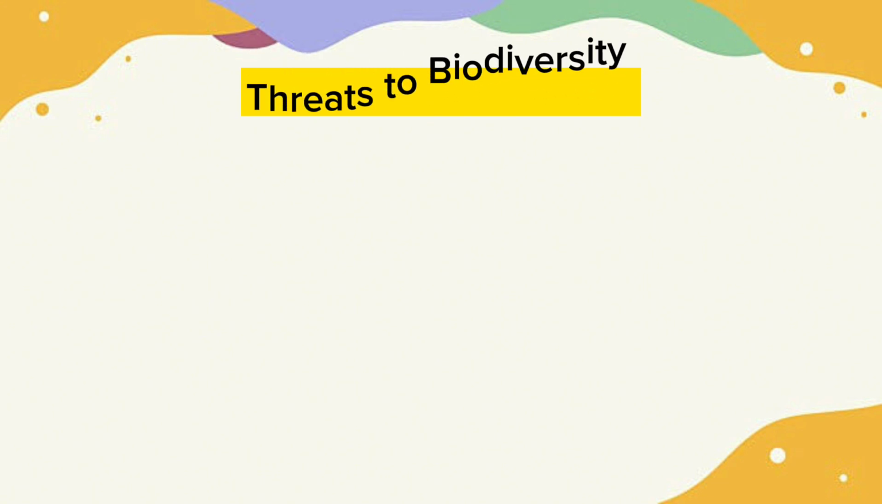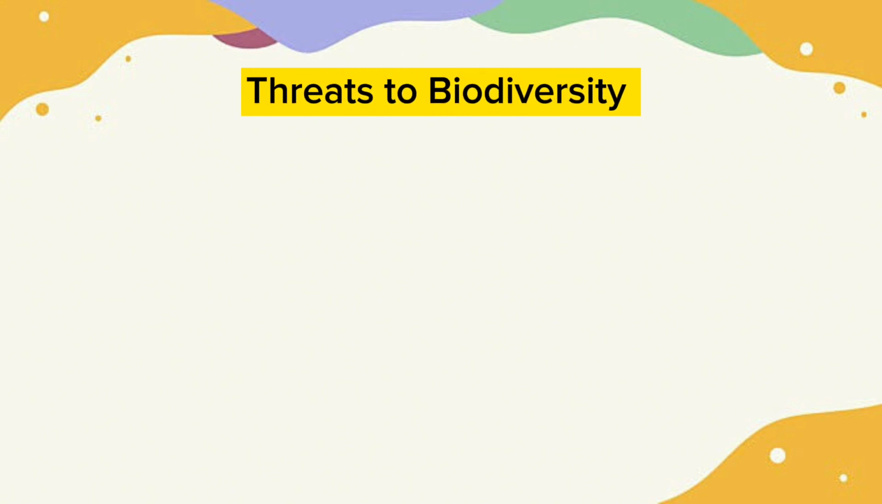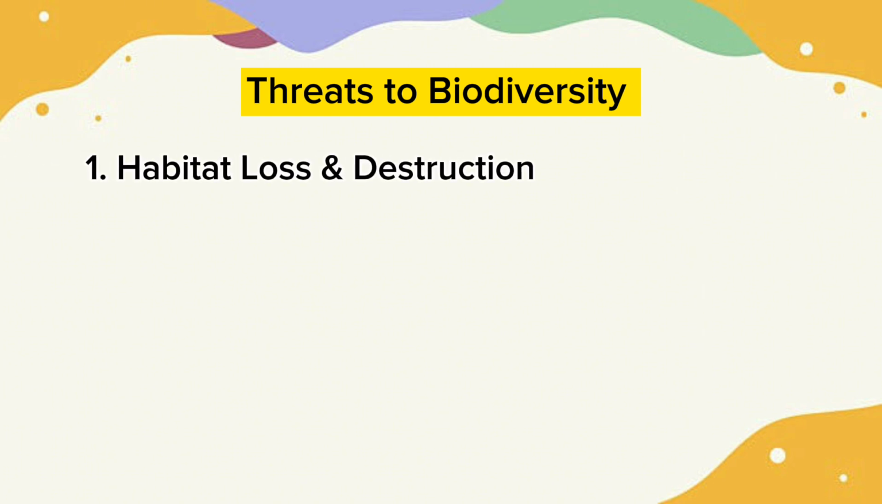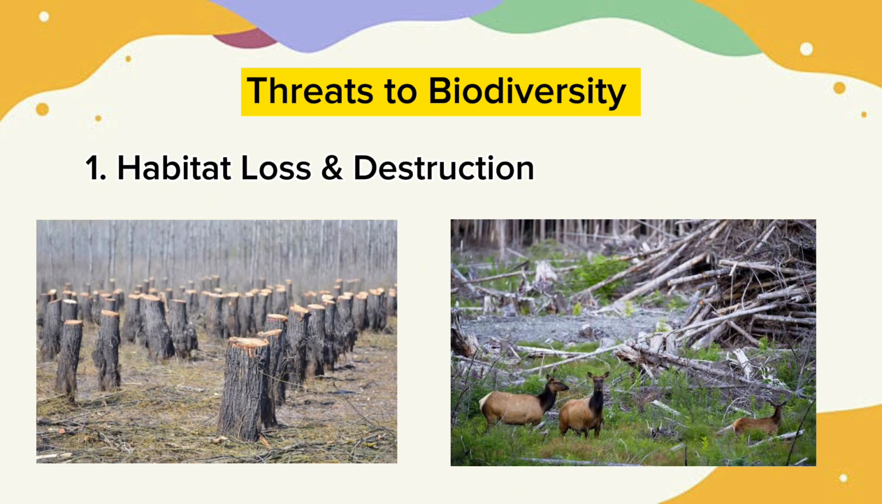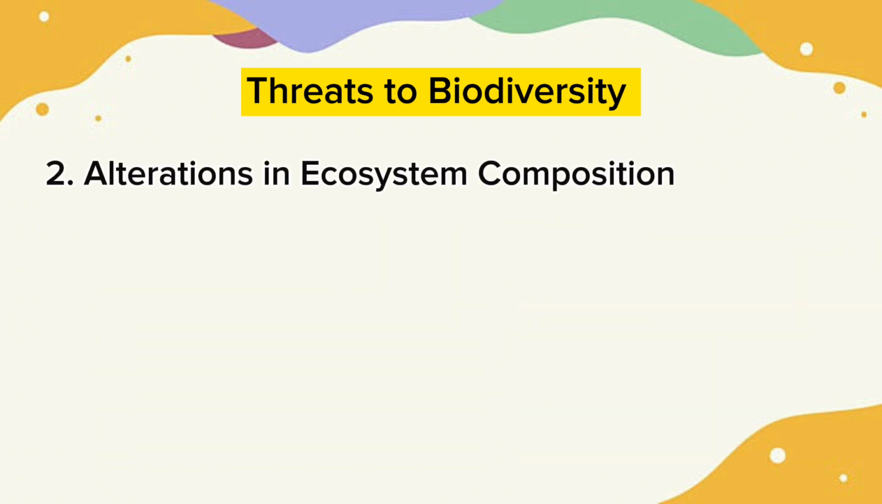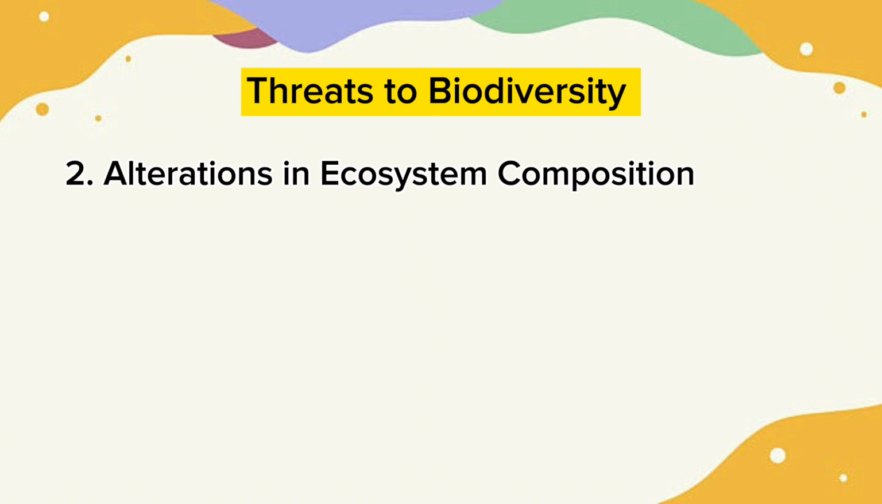And now, we proceed to our last topic, threats to biodiversity. There are major threats to biodiversity that were identified by the United Nations Environment Program. These are the following. First is habitat loss and destruction. A major contributing factor is the inhabitation of human beings and the use of the land for economic gains. Second is alterations in ecosystem composition.